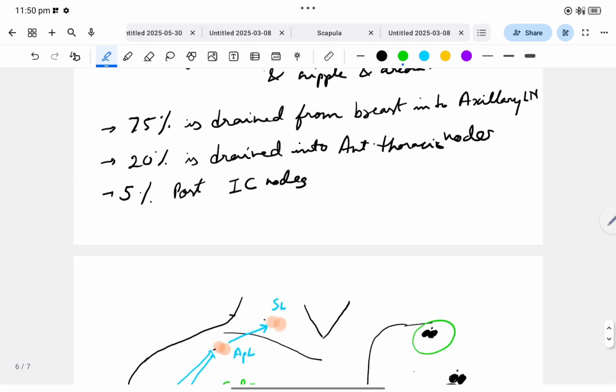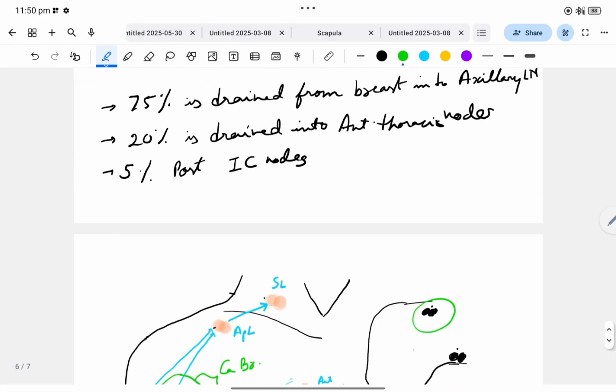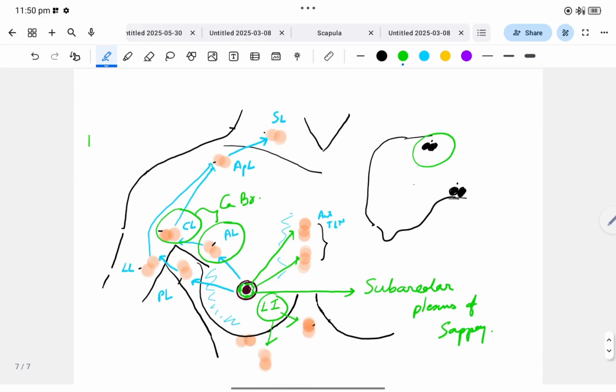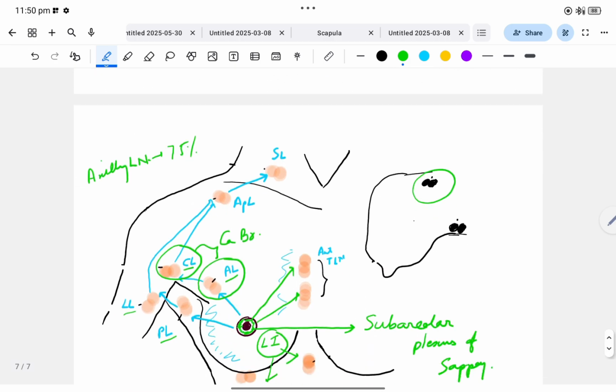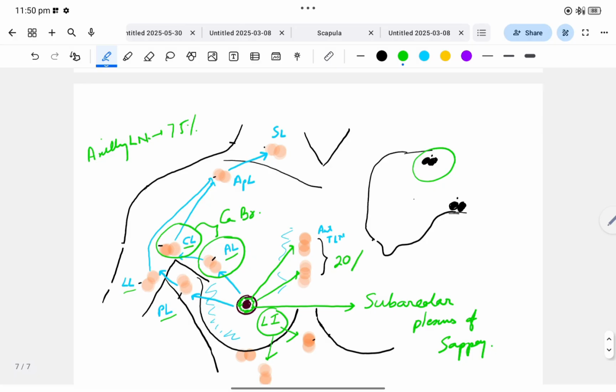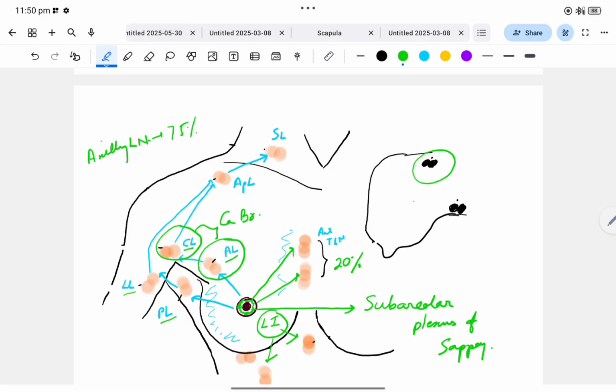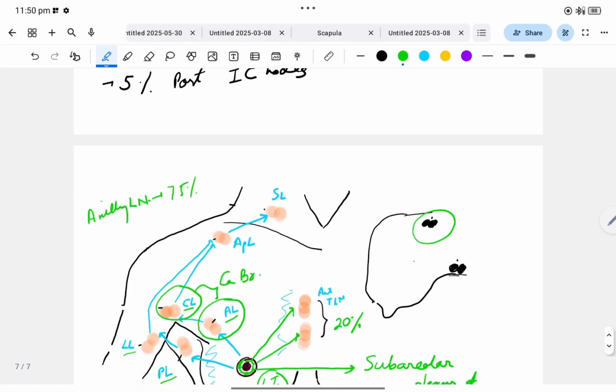Now the point that we have studied, that 75% is drained from the breast to the axillary lymph nodes. Axillary lymph nodes are a group of 4 lymph nodes, that is central, anterior, lateral and posterior. So these nodes drain up to 75%. Now second, what was that? 20% is drained to the anterior thoracic nodes. And the last 5% is drained from the posterior intercostal lymph nodes.